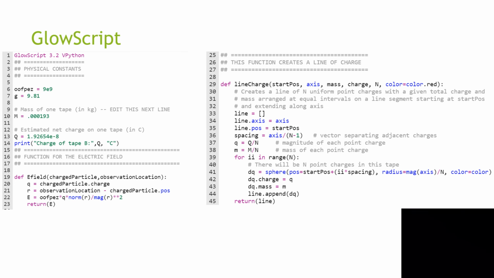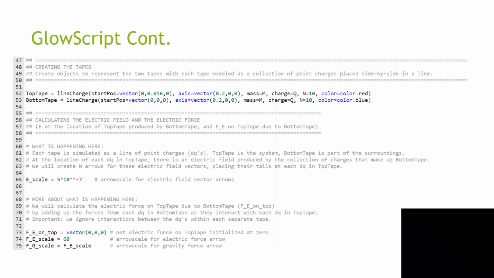On this slide, you can see the start of my Glowscript code, in which I have my constants and also the function I made to calculate the electric field, and on the right, the function used to create the line of charge. On this slide, you can see more of my Glowscript code, particularly code I used to form my two lines of charge, and also my code for my different scaling factors I used to make my model more readable.